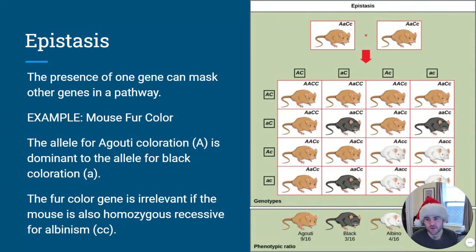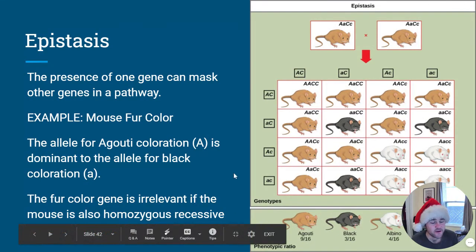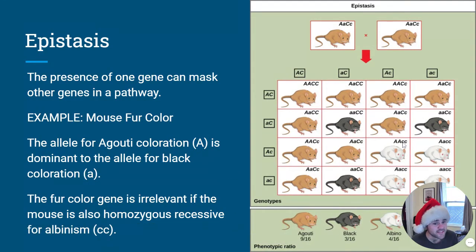An example of this is mouse fur color. The allele for agouti coloration, this nice brown coloration, is dominant, so we'll use big A. The allele for black coloration, we'll use little a. And so you can see that there's going to be more agouti than black. However, there's another gene where if you get the homozygous recessive form, it causes albinism.